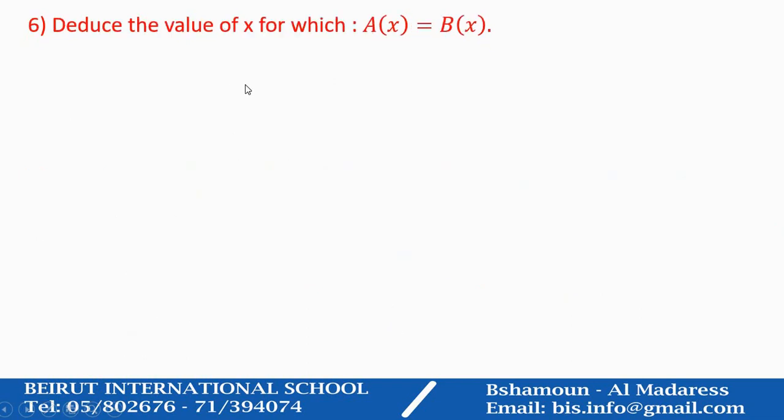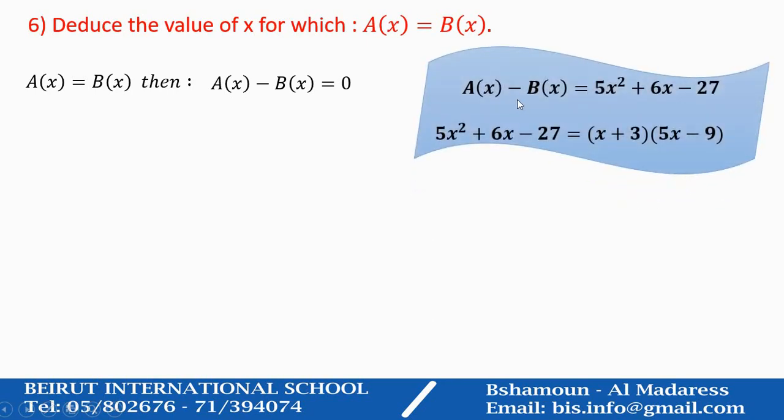Deduce the value of x for which a of x equals b of x. Here, you start with a of x equal to b of x. Move b of x to that side of the equation. You get a of x minus b of x equal to 0. Remember that a of x minus b of x is equal to this form, and this form is verified equal to that form. So a of x minus b of x, its expanded form, here it is. And its factorized form, here it is.